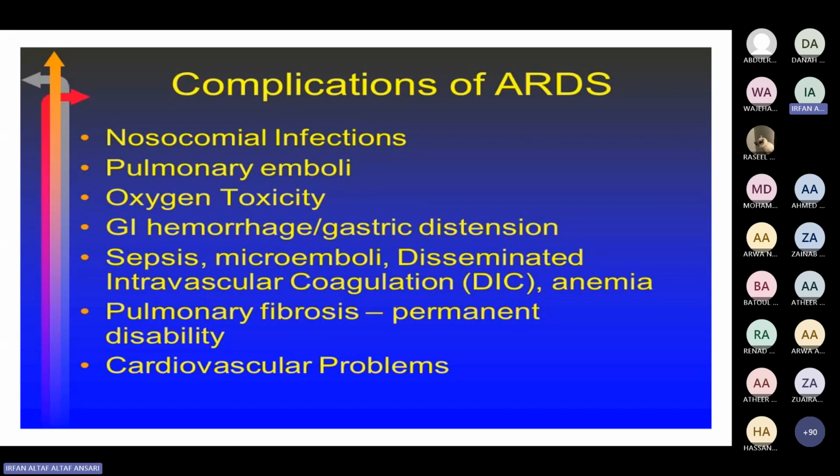Complications: because there is edema, there is infection, there is formation of pulmonary emboli. Because it is refractory to oxygen, we try to give more and more oxygen to treat the hypoxemia. So there is oxygen toxicity. There are chances of gastrointestinal hemorrhage, gastric distension. This gastric distension may be related to the oxygen toxicity. There is infection, which will lead to sepsis causing ARDS and ARDS causing sepsis. Okay. There is disseminated intravascular coagulation, pulmonary. If the patient survives, there is pulmonary fibrosis and cardiovascular problems.